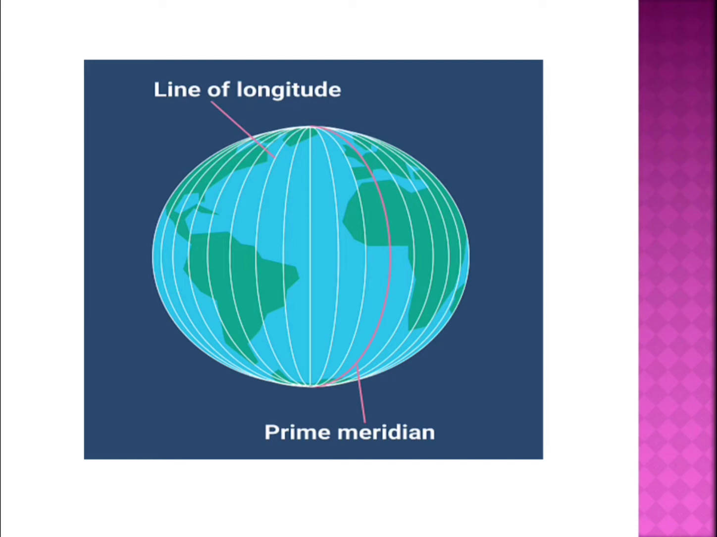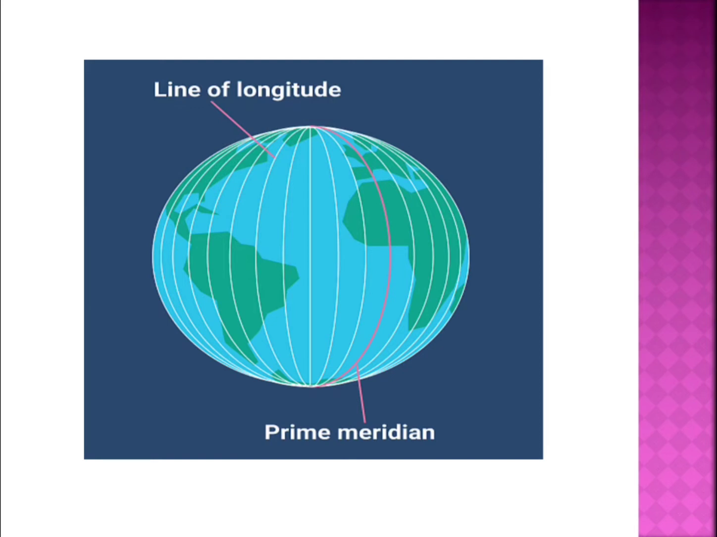Children, how can you say whether it is west or east? It depends on the longitude called the prime meridian. Can you see the prime meridian, the pink color longitude line? That is the prime meridian, which is 0 degrees. If you see latitudes, it is the equator, 0 degrees, which divides the earth into northern hemisphere and southern hemisphere. Here the prime meridian, which is 0 degrees, divides the earth into eastern hemisphere and western hemisphere.